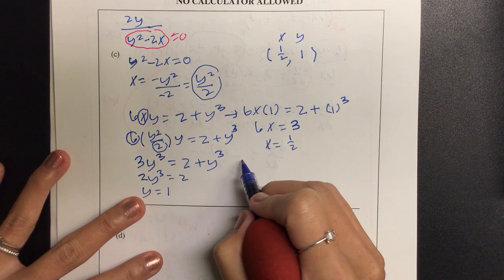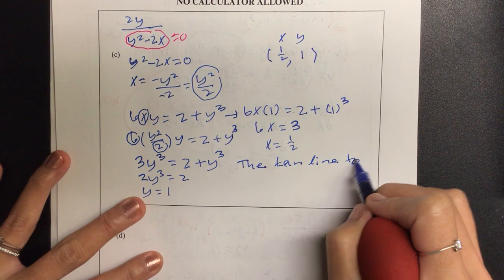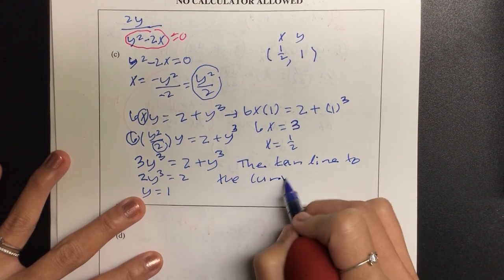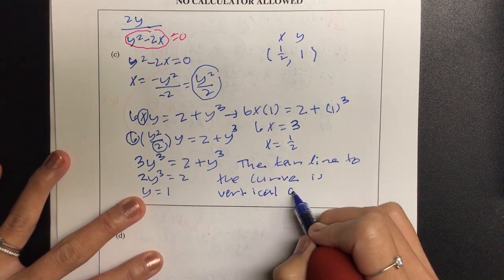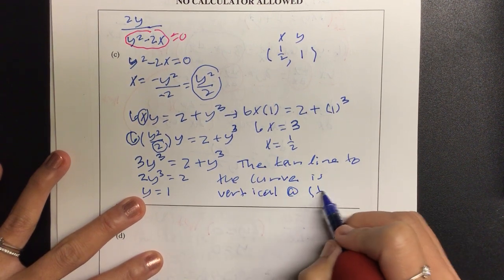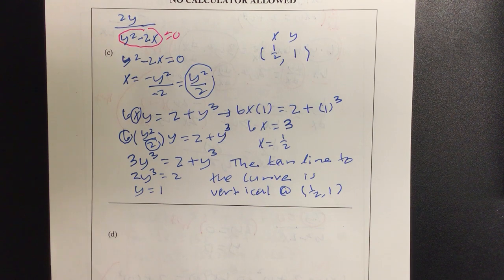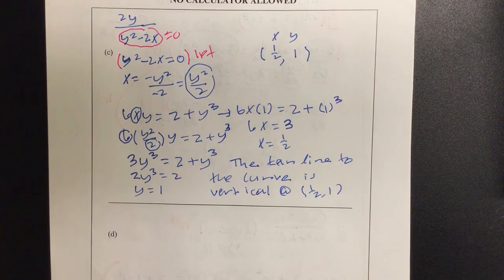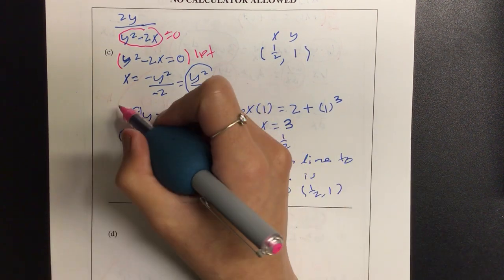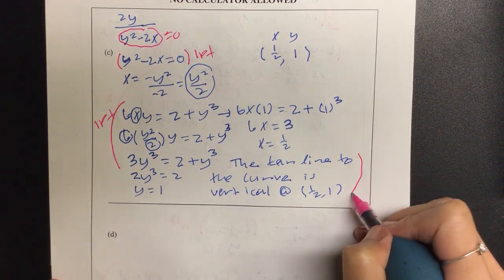So I'm going to write out the tangent line to the curve is vertical at half, comma 1. And there's actually 3 points hidden on this one. Okay, knowing to set the bottom equal to 0 is 1 point. And all the work in between to find the y value is another point. And our final conclusion is another point.